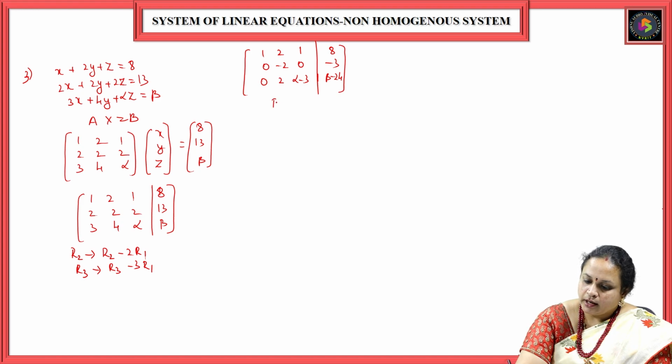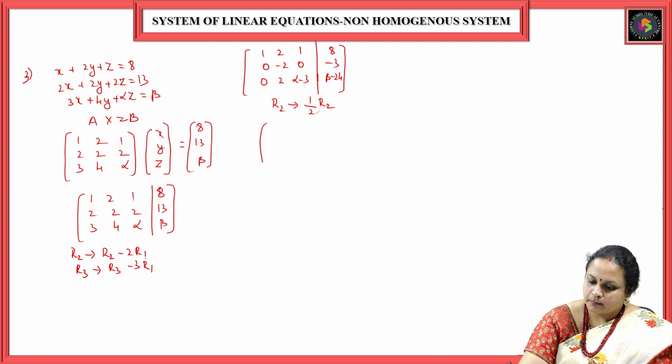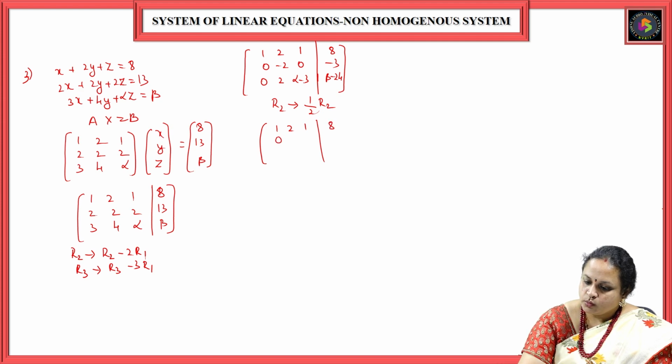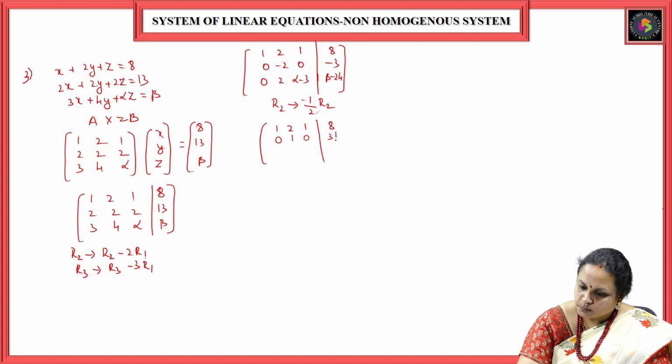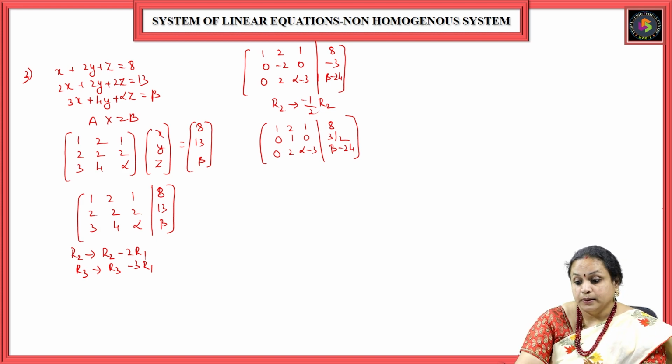Now let us divide R2 by 2 and make this 1 by 2 as 1. So 0, 1, 0 with minus 1 by 2. Then this will become 3 by 2. And 0, 2, alpha minus 3, beta minus 24.